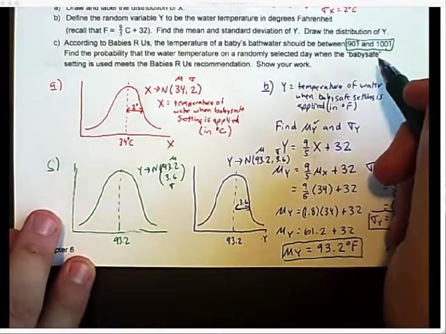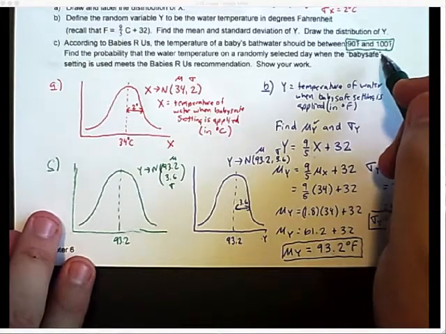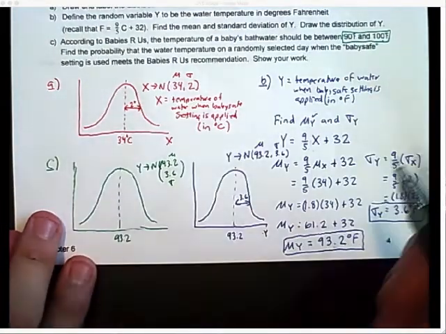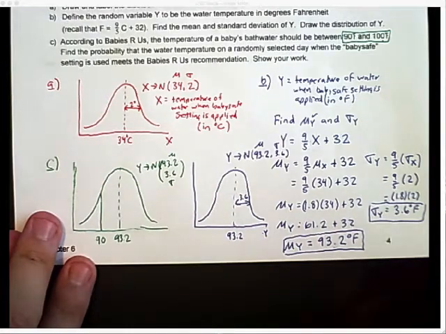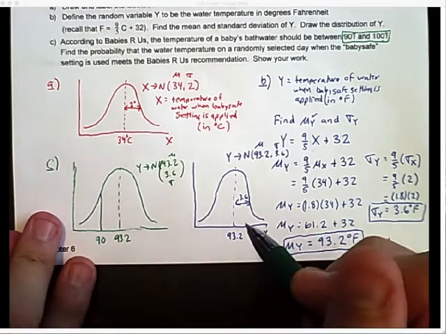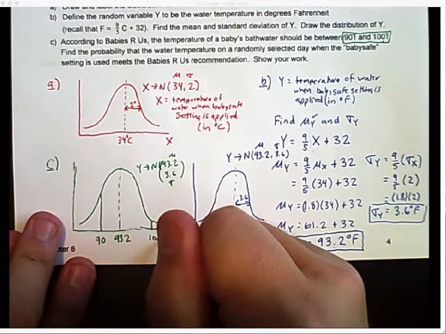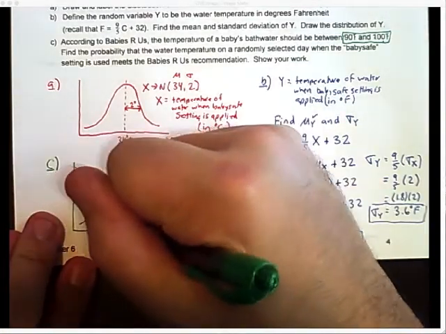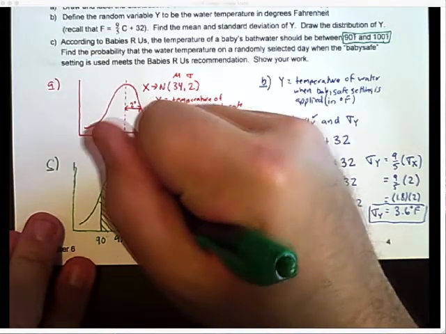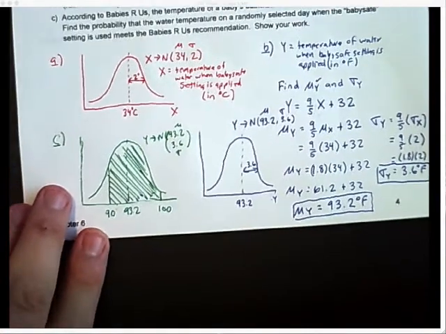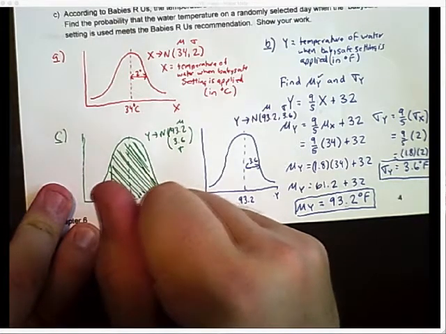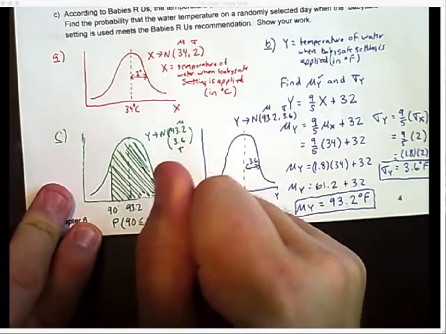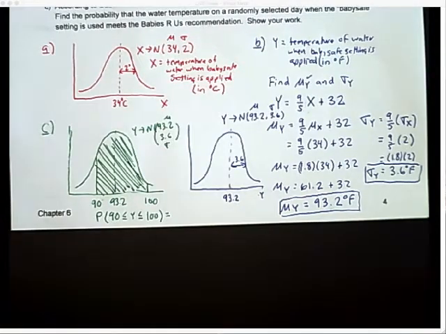They want to know what's the probability that if I use baby safe, I'll get a value between 90 and 100. All right, so 90 might be about right there. It's going to be less than 93.2, and 100 might be about right there on the curve. So what I'm really asked to find is this area of the y curve. I'm trying to find the probability that y is between 90 and 100. That's what the question's asking me to do.